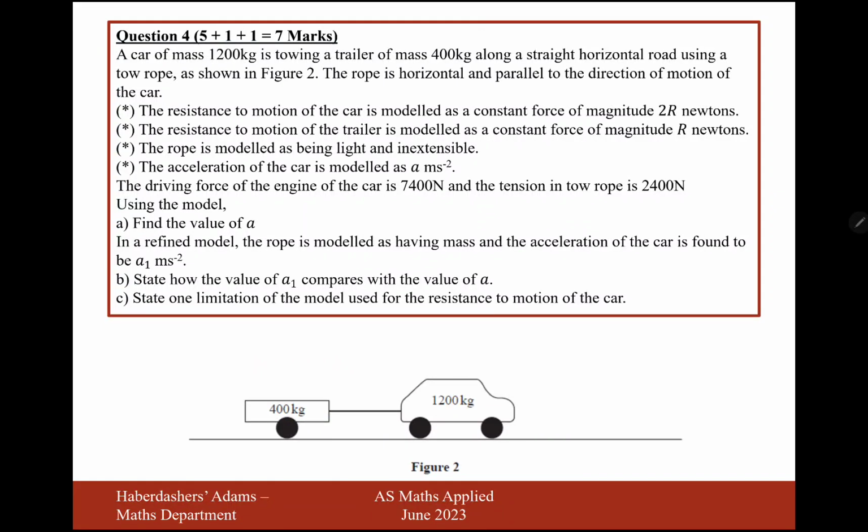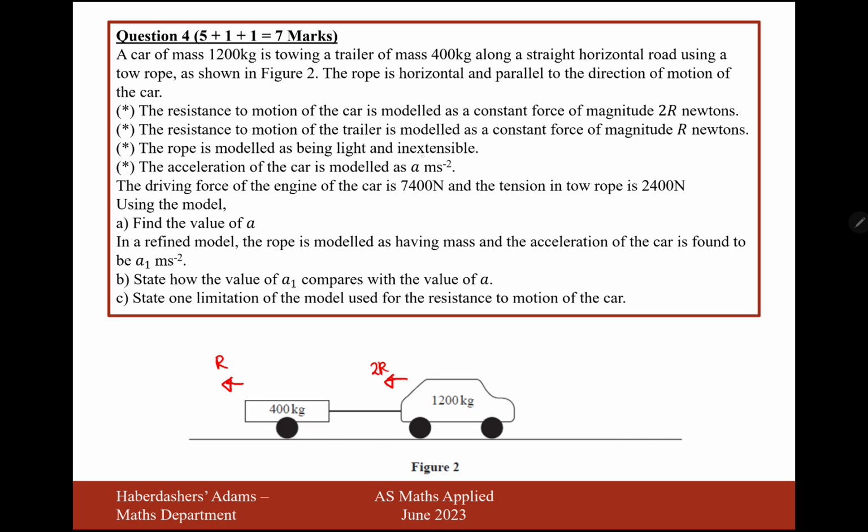A car of mass 1,200 is towing a trailer of mass 400 along a straight horizontal road using a tow rope, as shown in figure 2. The rope is horizontal and parallel to the direction of motion of the car. The resistance to motion of the car is modelled by a constant force of magnitude 2r. So that would be resistance of 2r. The resistance to motion of the trailer is modelled by a constant force of magnitude r.